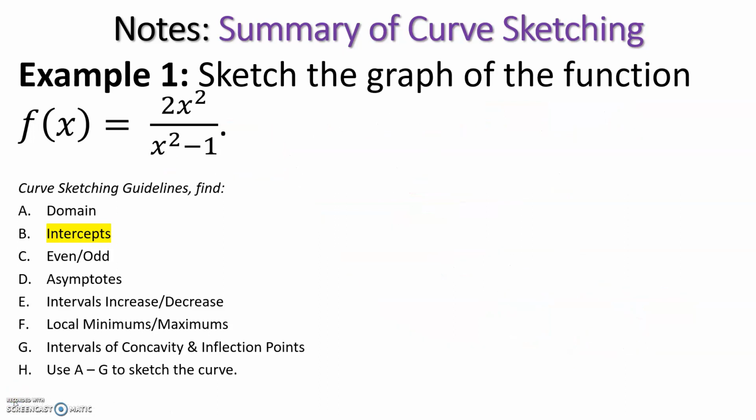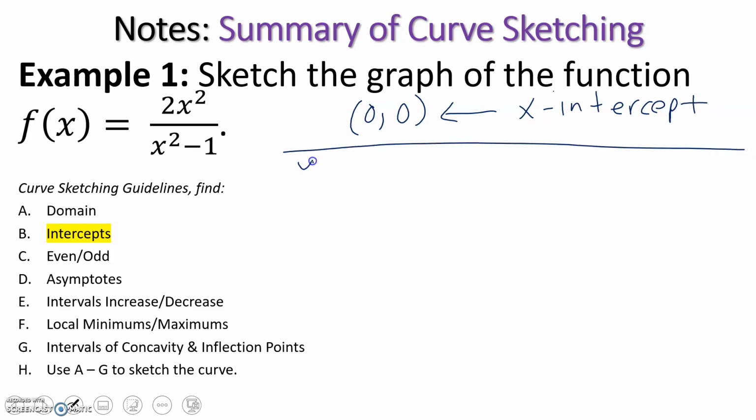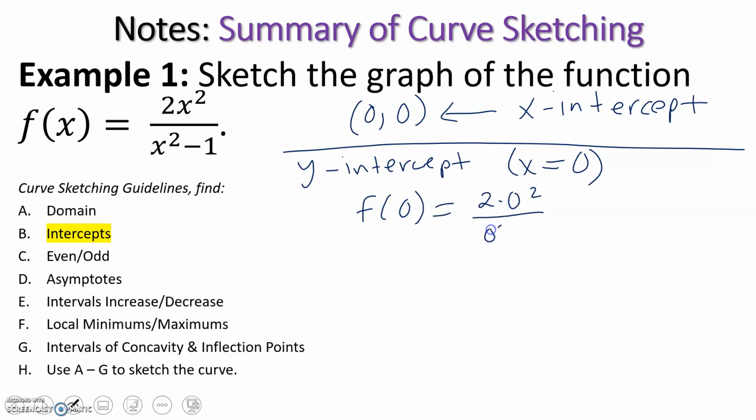All right, so once again, we need to find both intercepts. So we already know our x-intercept is at 0, 0. We need to find now our y-intercept. Okay, so we move on, and we know that our y-intercept we find when we look at where x is equal to 0. So we will take our function and we will plug in 0. So f of 0 is 2 times 0 squared over 0 squared minus 1, which is 0 over negative 1, which is 0. So it looks like our y-intercept and x-intercept are the one and the same.